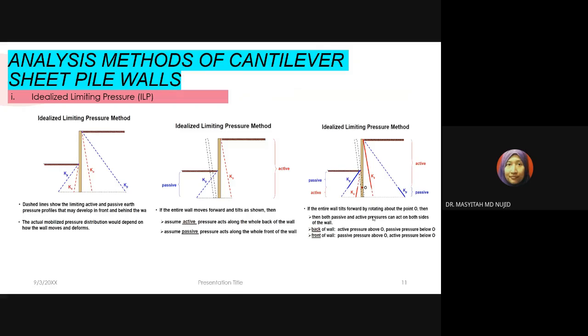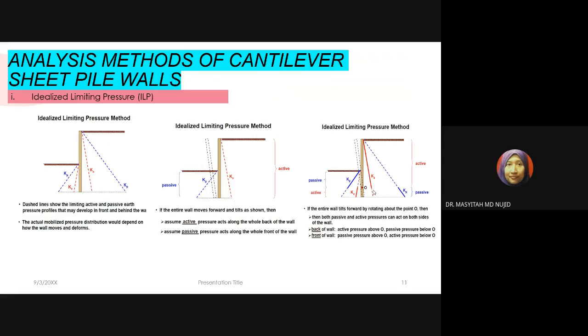So we go to the first method of analysis of a cantilever sheet pile wall, using the idealized limiting pressure. These are some concepts in idealized limiting pressure. You can see how the active and passive thrust develop behind and in front of the wall. Look closely: the active and passive thrusts are developed similarly at the back and in front of the wall, assuming that active pressure acts along the whole back of the wall and passive pressure acts along the whole front of the wall. And finally, what can we get from the last figure on the right side here? If the entire wall tilts forward by rotating about the point O, then both passive and active pressure can act on both sides of the wall.